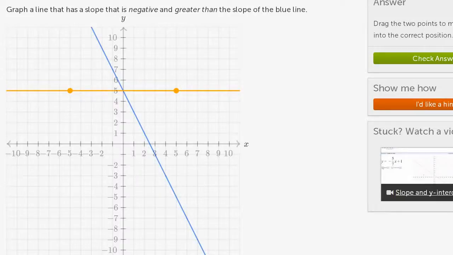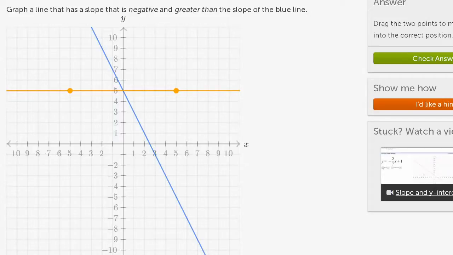Graph a line that has a slope that is negative and greater than the slope of the blue line. So let's think for a second about what slope means. If you use the word slope in your everyday life, you're really talking about how inclined something is, like a ski slope. For example, this orange line isn't inclined at all. It's flat. So this one actually has a slope of 0.